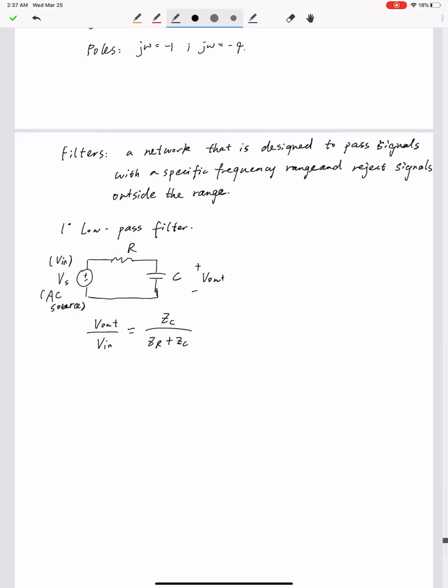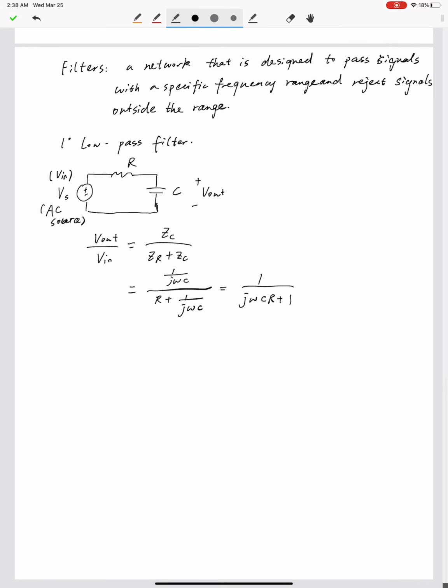And then we can plug in the values of Zc and Zr. Zc equals 1 over j omega C. Zr plus Zc equals R plus 1 over j omega C. That's the denominator, right? And here we can do the same thing. We can multiply j omega C on both sides, and this becomes 1 over j omega CR plus 1. Right, so that's the transfer function we need. And then we can do the plot. We can find the magnitude of this transfer function.